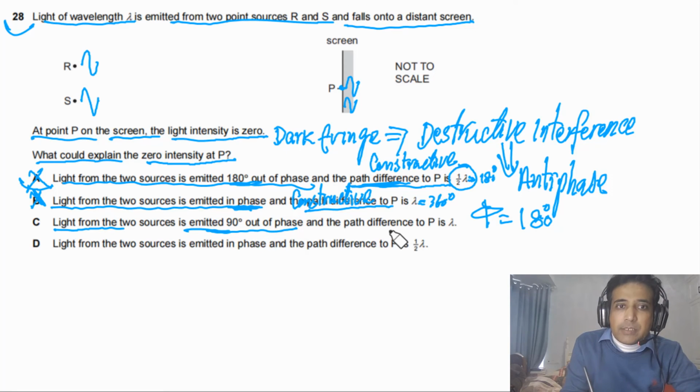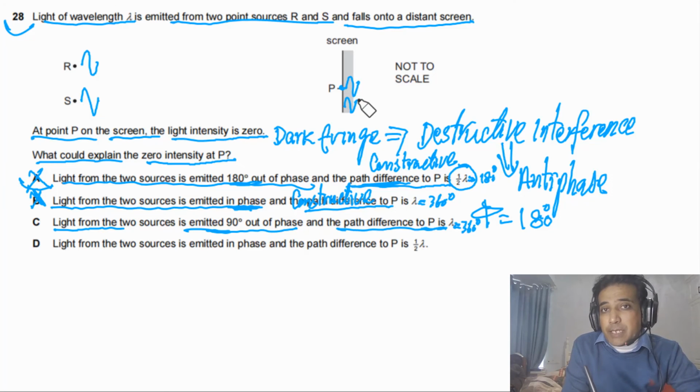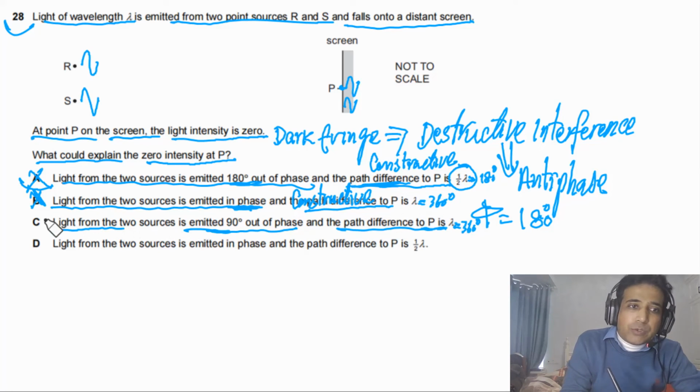For option C, it is given that light from the two sources is emitted 90 degrees out of phase, and path difference is lambda. So here they have phase difference 90 degrees. If path difference is equal to lambda, it means 360 degrees phase difference. So here again phase difference will be 90 degrees. So interference will not be 100% destructive interference. So in this case intensity also will not be equal to 0. So this is also not a possible answer.